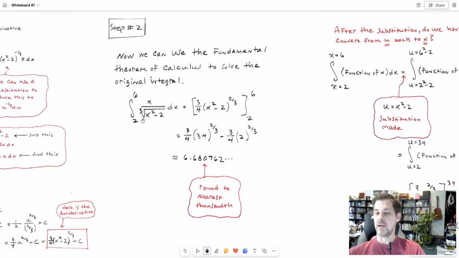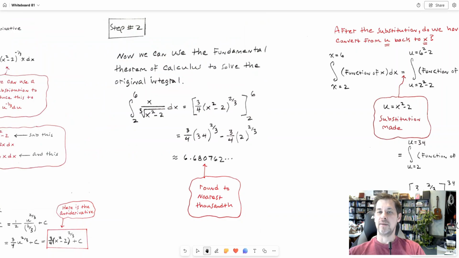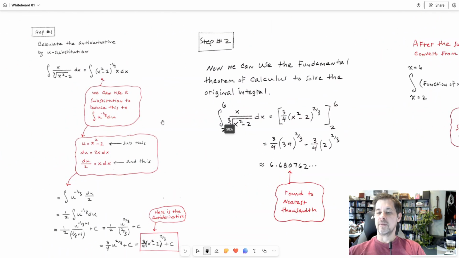So when I calculated this, I get 6.680762. So rounding that to the nearest thousandth, I'll get 6.681. Okay, and I'm done. All right, now a few comments about this, and here they are.